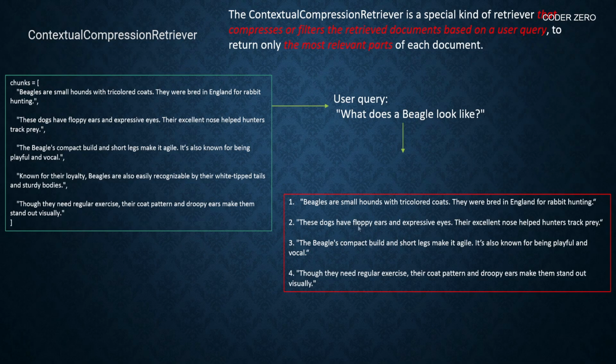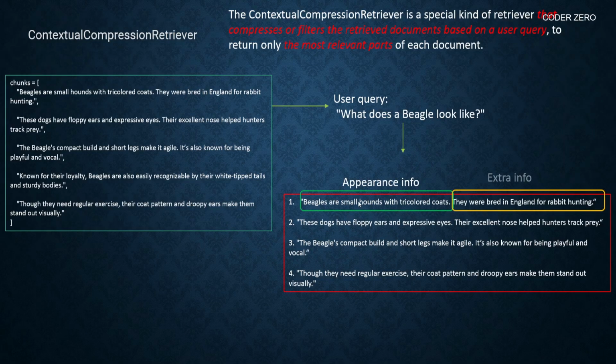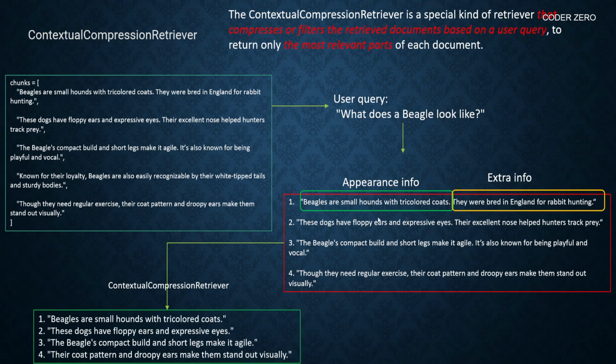It might return something like this. Beagles are small hounds with tricolor coats. They were bred in England for rabbit hunting. You can see this is the appearance info and this is extra info we have, but we need only appearance info, right? This is just noise. Similarly, we have here, this is appearance info and this is extra info. So when we use contextual compression retriever, it compresses or filters out this extra info.